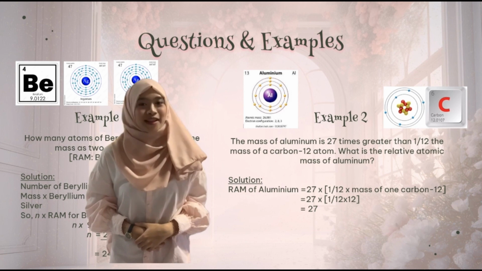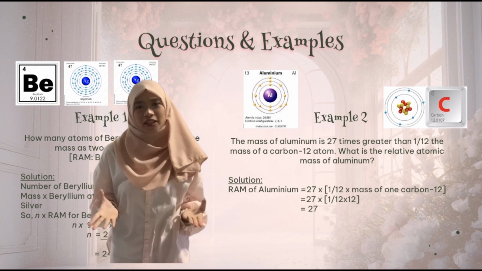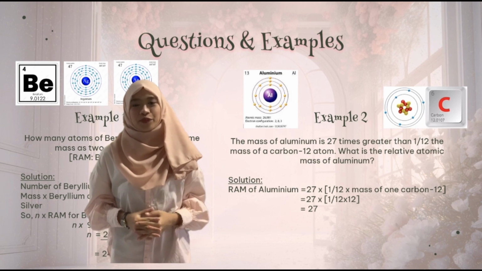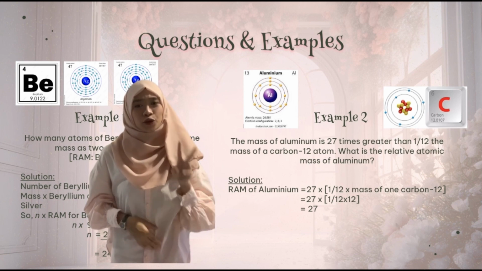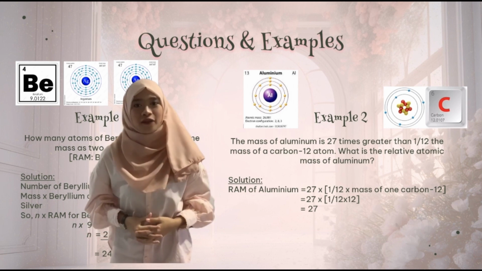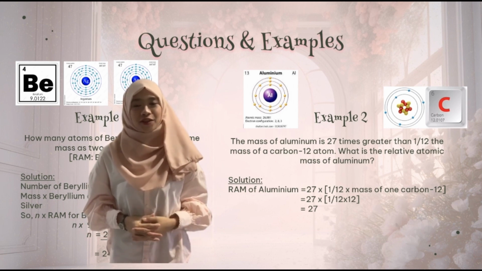Example 2. The mass of aluminium is 27 times greater than half the mass of a carbon-12 atom. What is the relative atomic mass of aluminium? Solution. RAM of aluminium equals 27 times half times the mass of 1 carbon-12 atom. So the answer is 27. Let's see the other example.